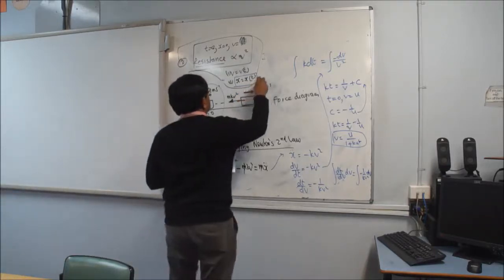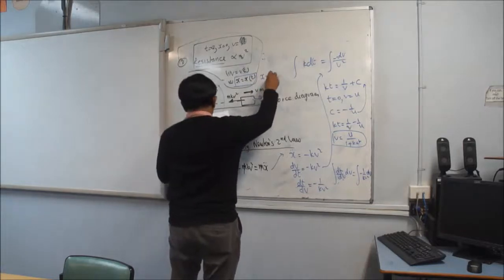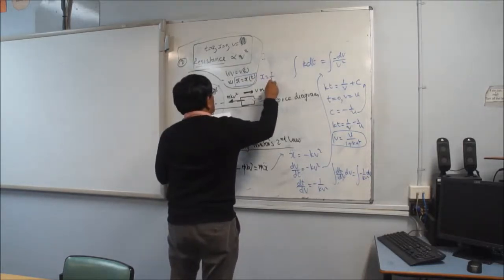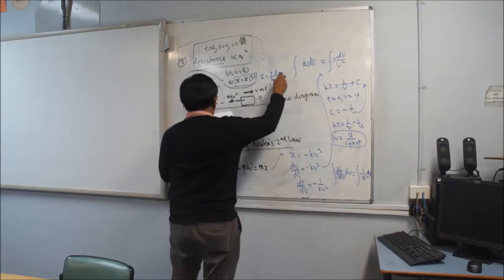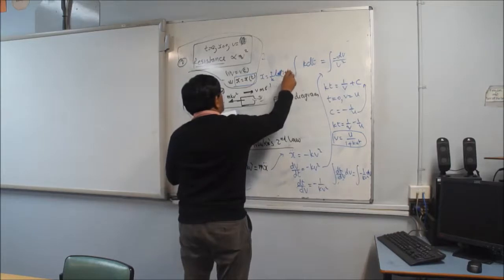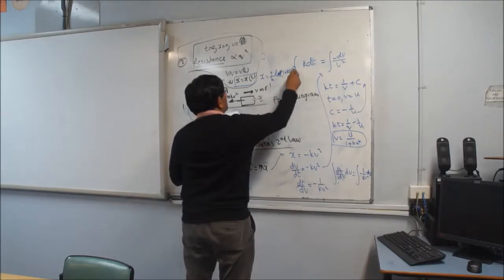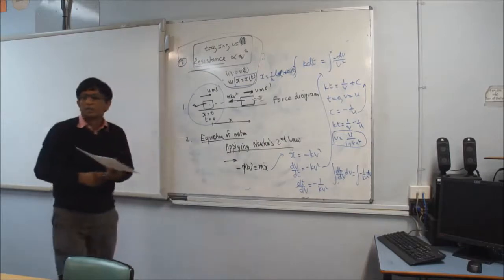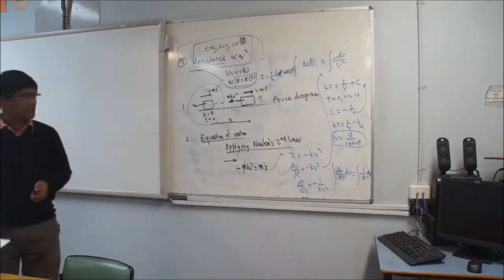See whether you get this result. Okay, I will give you the answer: 1 over k log of ln 1 plus k u t. Okay. See whether you get the answer.